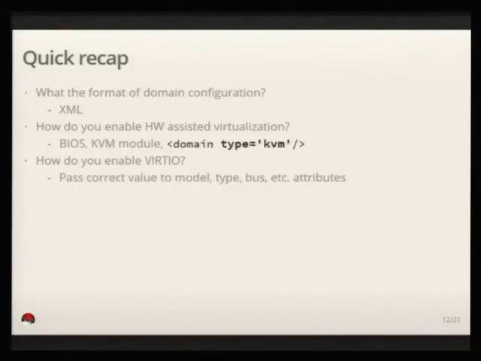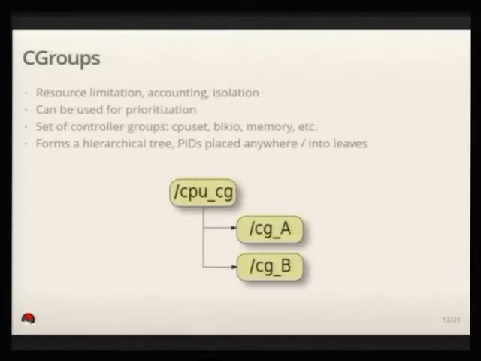So now I will explain some primitives that are in the Linux kernel that Libvirt uses when it comes to slightly more complicated stuff. And it's cgroups. So cgroups are a feature of the Linux kernel that allows you to either limit or account or basically just isolate some resources that hosts have. And not only that, they can be used for prioritization between processes as well.